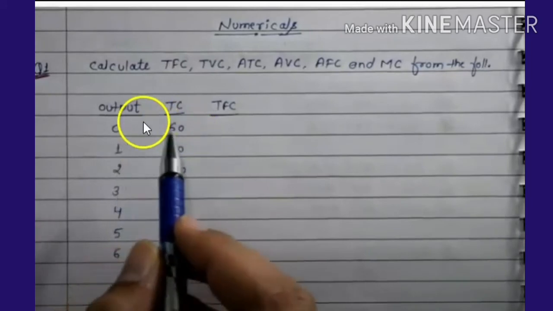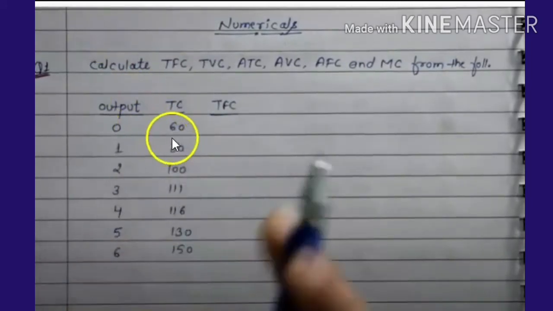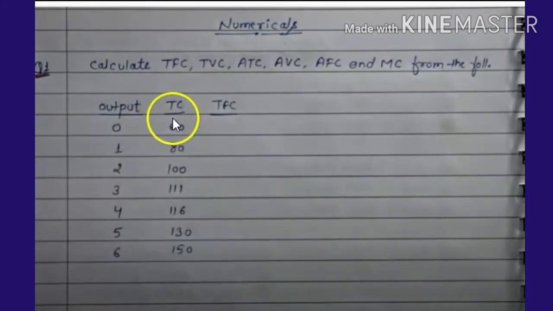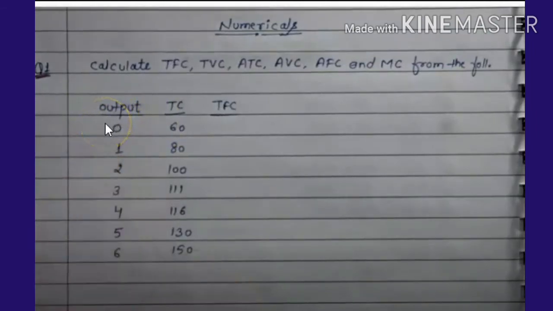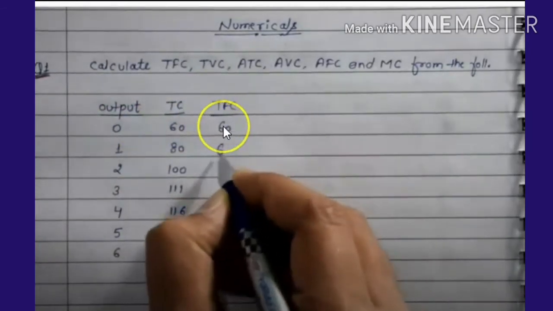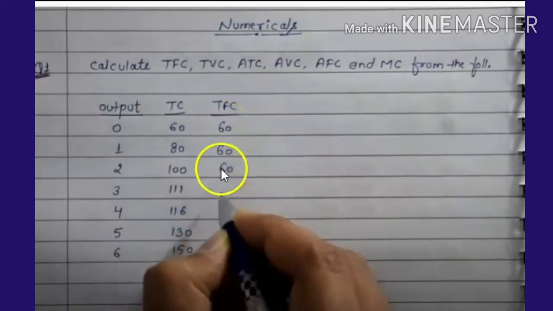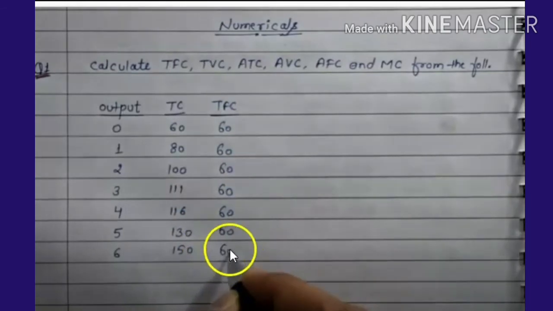That is, TVC will be 0. So it will be 60 plus this 0. TVC, you know that as no output is generated, no cost will be given for the variable factor. So it will be 0. So as you know, 0 plus this 60 will be the TFC. So it will be constant to all. So you can just put 60 to all.